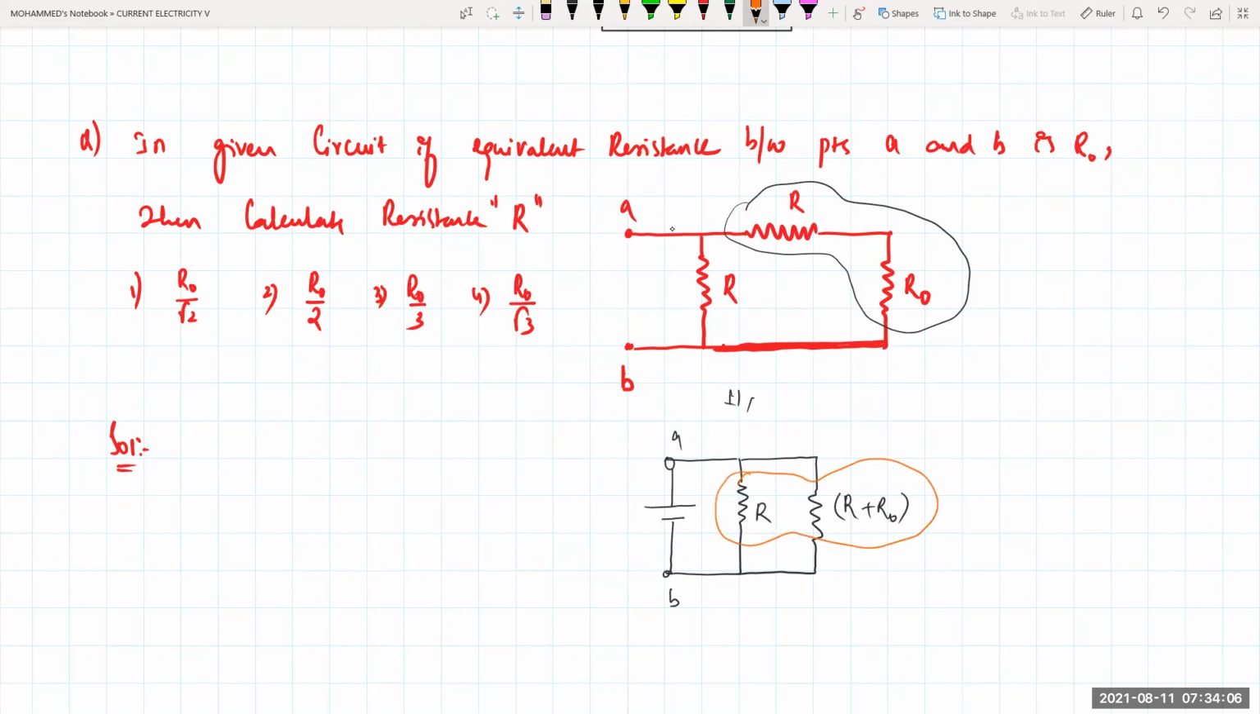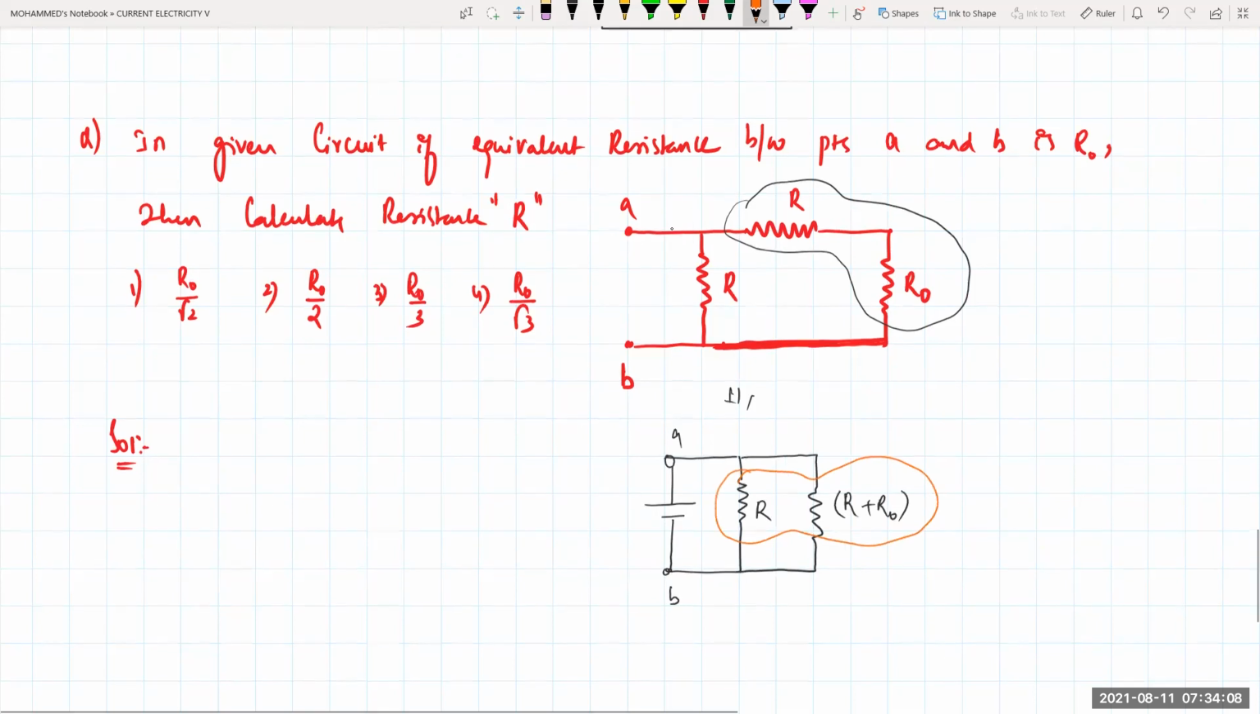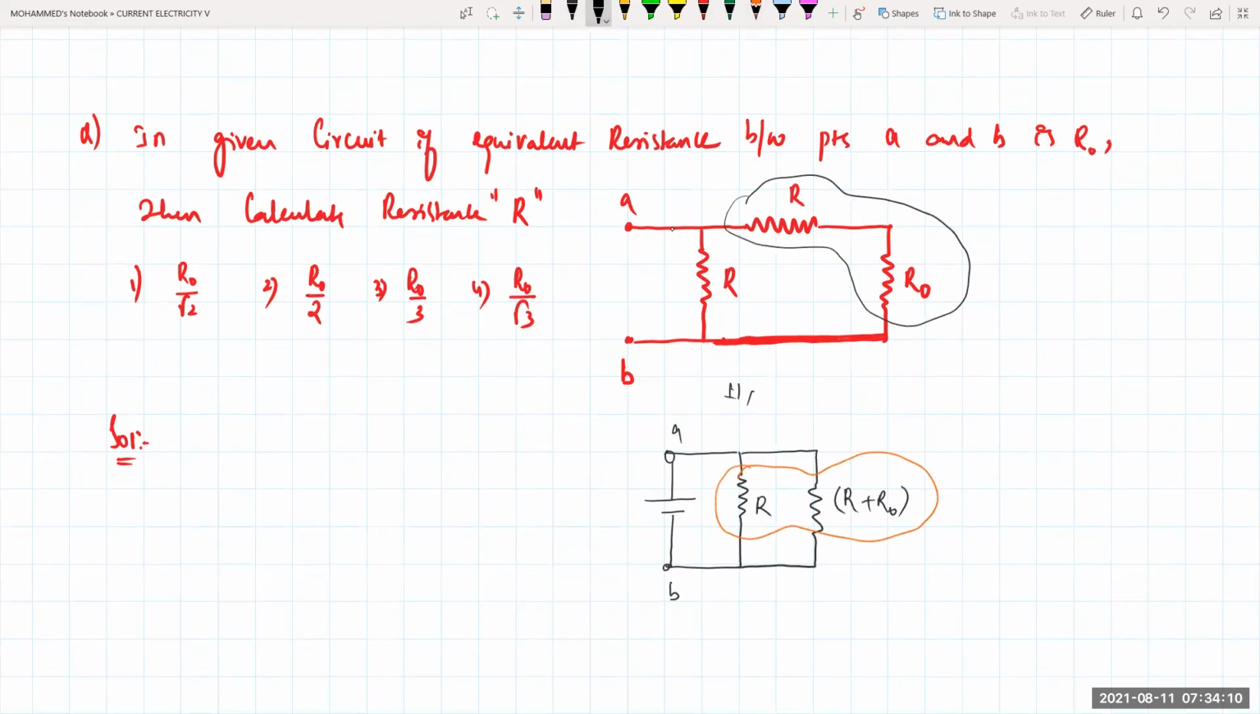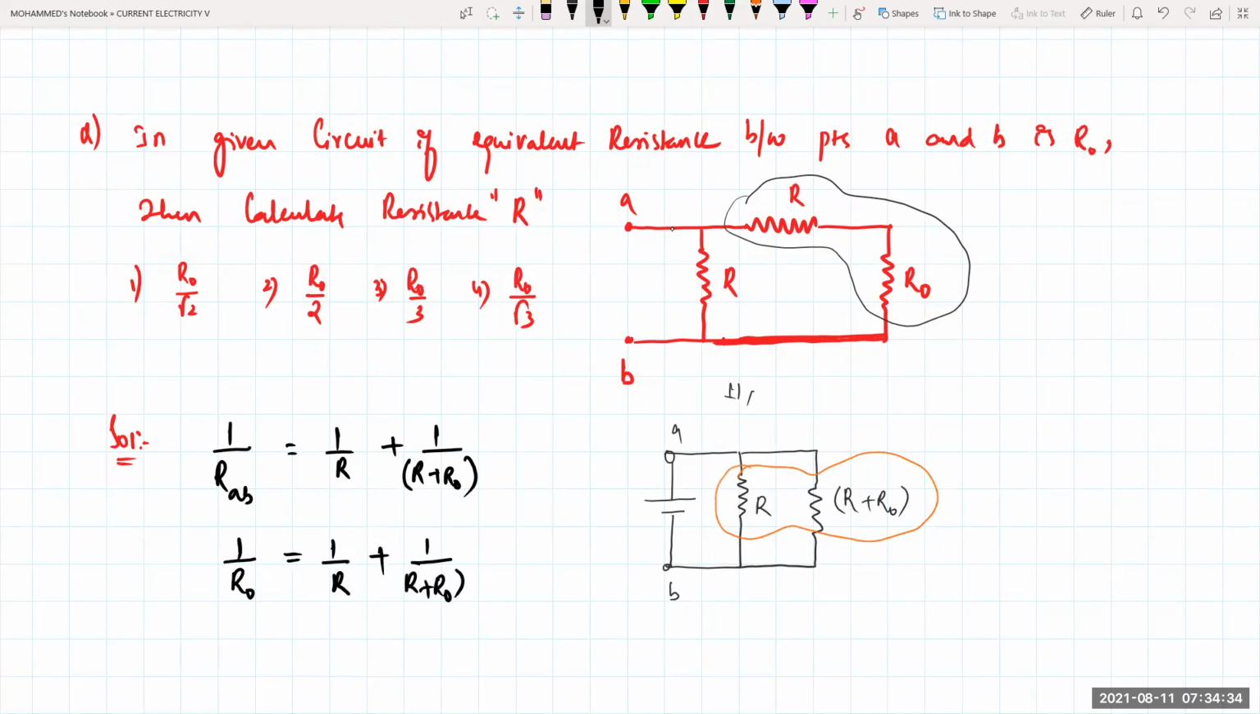Parallel combination. So if I'm writing the effective resistance across A and B, 1 by effective resistance across A and B will be equal to 1 by R plus 1 by R plus R0. What is told in the problem is the equivalent resistance between A and B. That means RAB is also equal to R0. That is equal to 1 by R plus 1 by R plus R0.